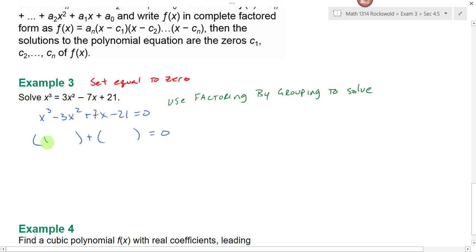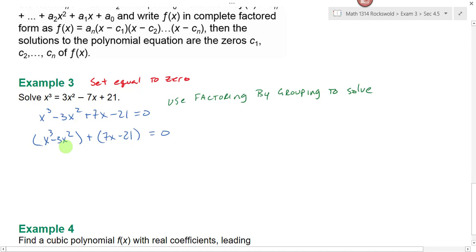So that's going to give me x cubed minus 3x squared plus 7x minus 21 equals 0. If I would have had a negative 7 here, I would need to put a plus in between and put that negative inside the parentheses. Now we just factor a common factor out of each of these groupings.